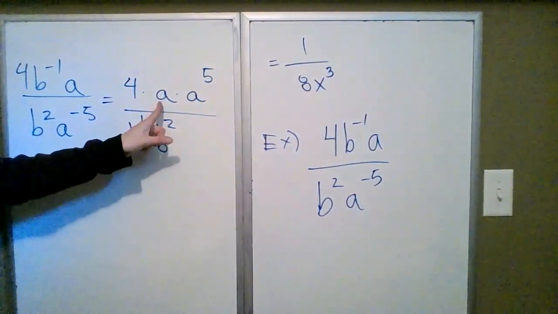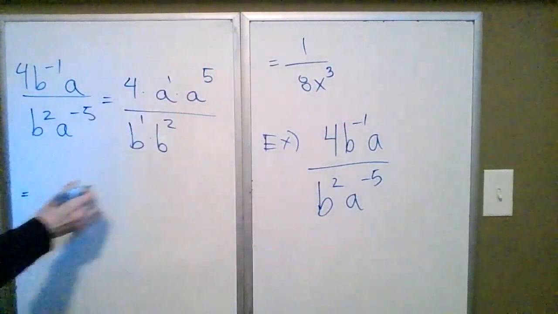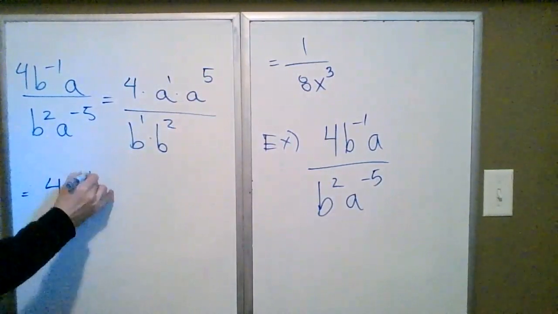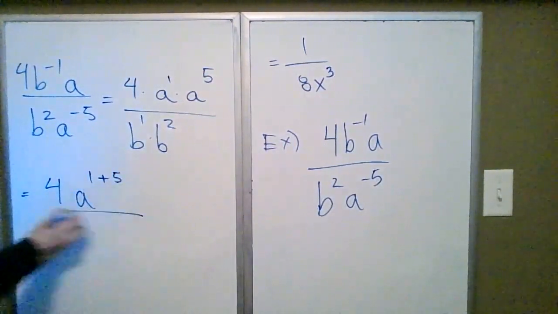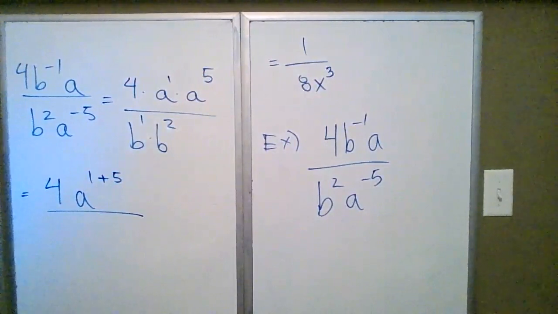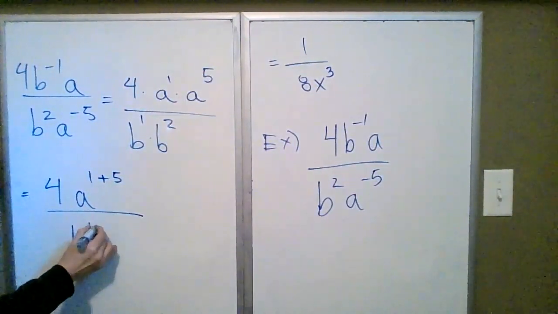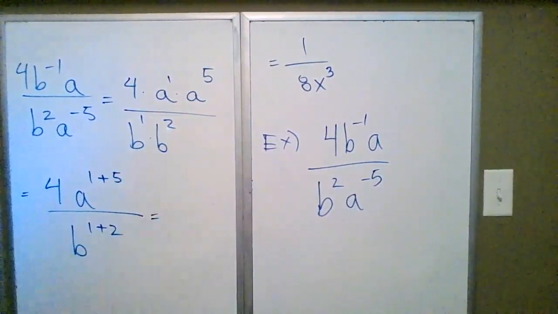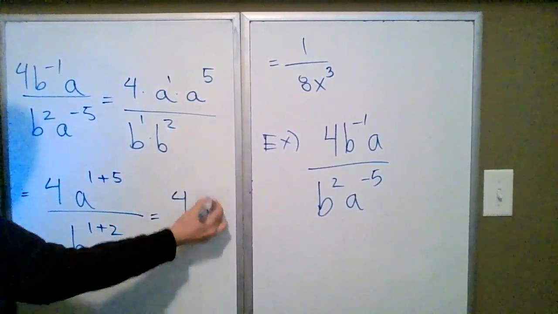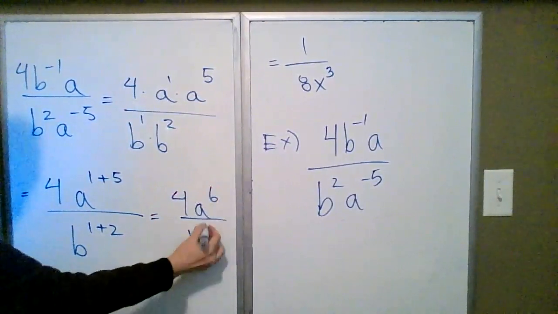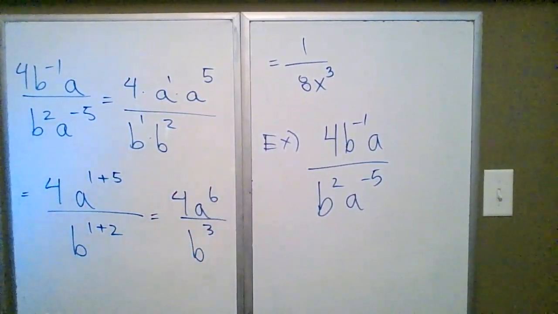4 times a to a power of 1 plus 5, over b with a power of 1 plus 2. 4a to the 6 over b cubed. Then we're going to talk about the quotient property of exponents.